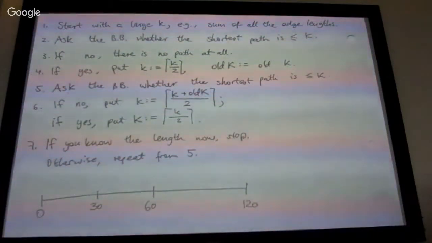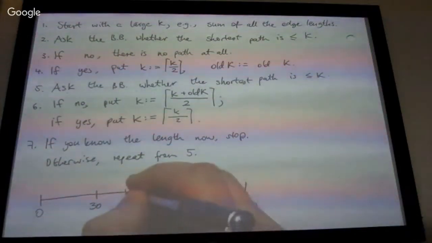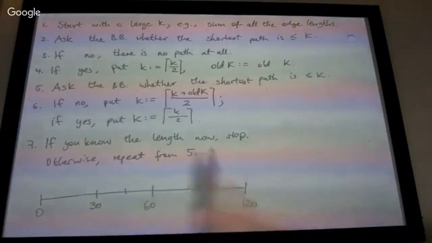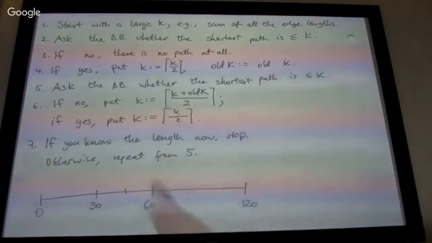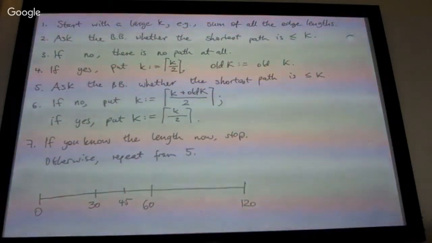And you ask, is it no more than 30? Okay, and I say, no, not true. So you go halfway, and then this tells you to go to 45, which is right in the middle between 30 and 60, right? And I say, yeah, it's less than or equal to 45. So you don't want to divide by 2.